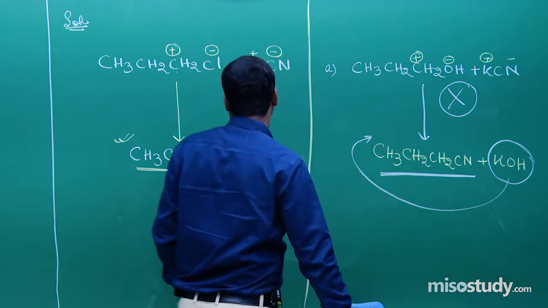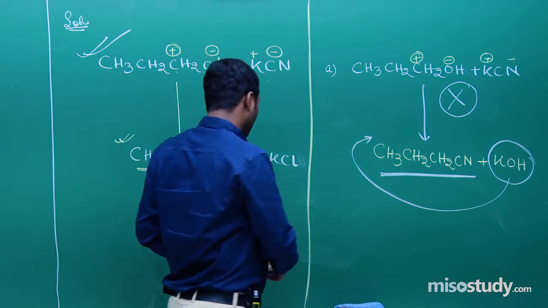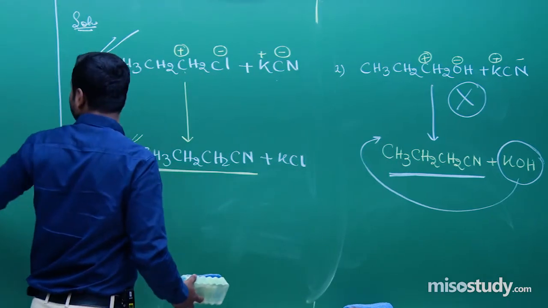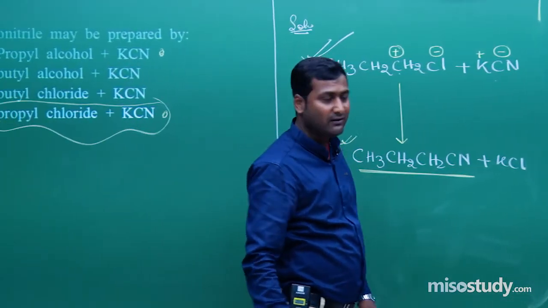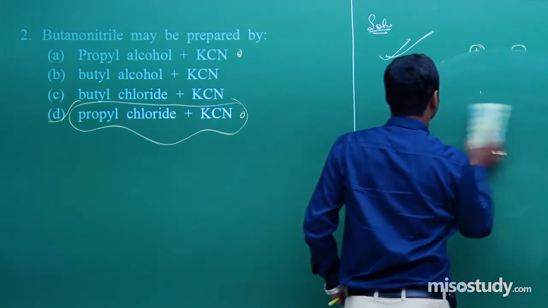Clear to you? So the method is CH3CH2CH2Cl. So for this question, we can say, sir, that D is the correct option. Clear friends? Now I'm going to rub this part and we'll discuss the next one. Wait for a moment.